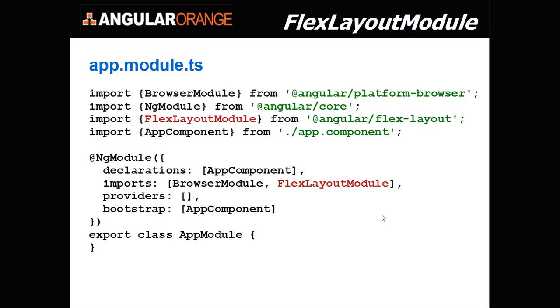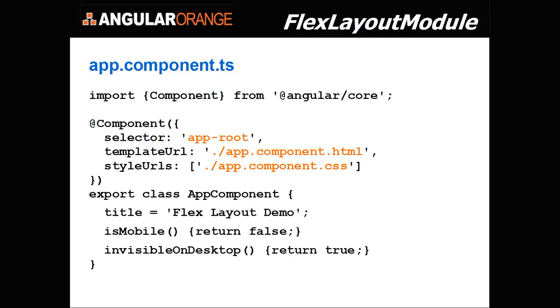Okay, so now how do I use this? I go into my app.module and I import the FlexLayoutModule. My app module is an exported class, which is decorated by the NgModule tag, and I have to make sure that my FlexLayoutModule is listed in the imports. And that's really it. Once you do that, you could pretty much build your component templates using it.